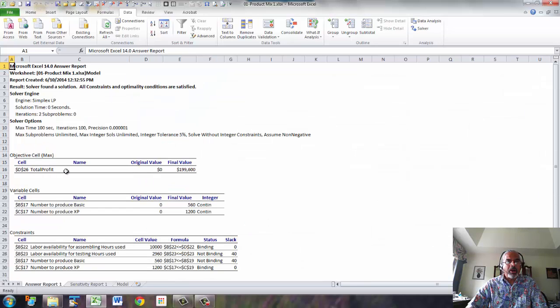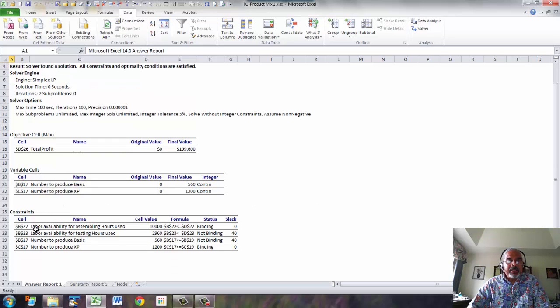Okay. So the total profit, we started out with 0 profit, the final value is 199,600. The number to produce of basic and XP, again we started out with 0 and our final value is 560 and 1200. And these two variables are continuous variables. So this is where we talked about divisibility in one of the previous videos. These are divisible kind of variables, and we were fortunate to get integer answers. But if we didn't have integer answers, then we have to request integer solution. We'll talk about integer later on.